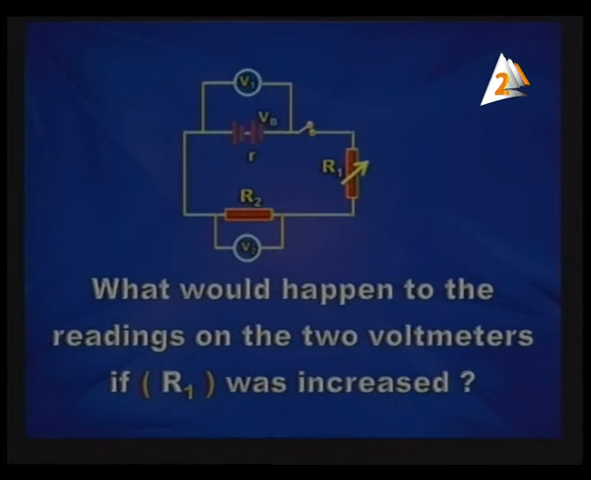V1 reads the voltage across R1 plus R2. Okay, it reads the terminal voltage. And what about the question? Yes, the question says, what would happen to the readings on the 2 voltmeters if R1 was increased? So increasing R1, will it change the readings on the 2 voltmeters? What is your answer?